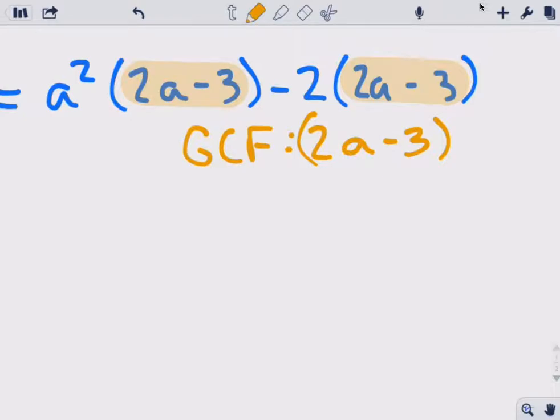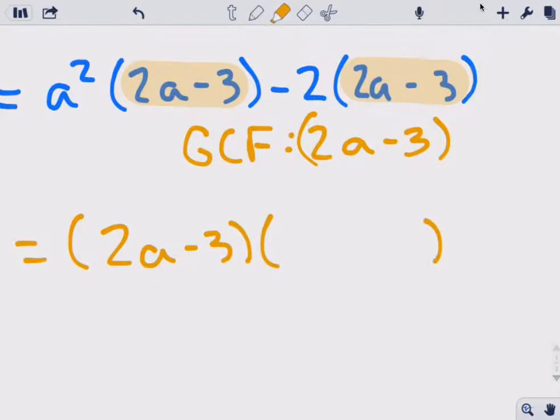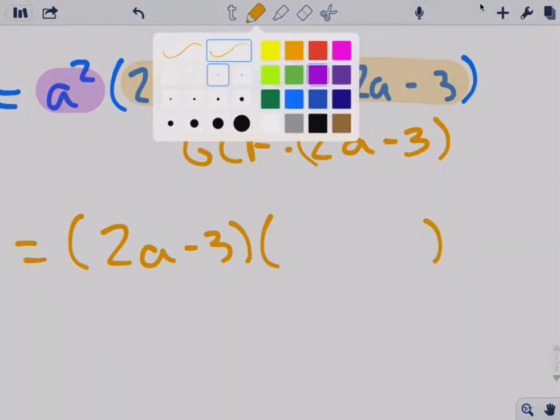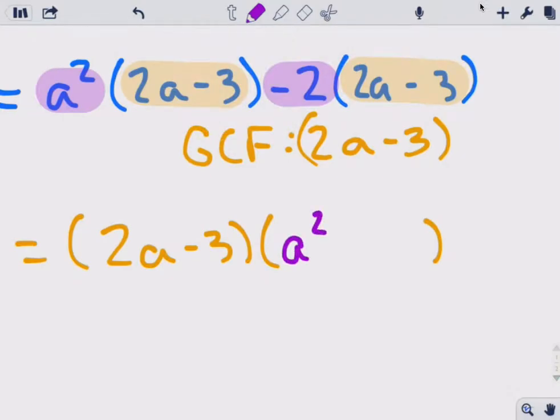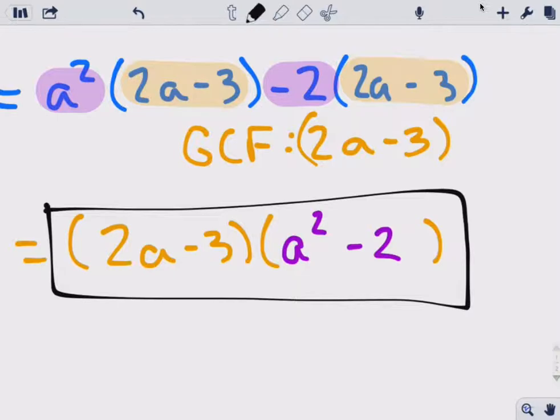So what I do is I can come down here and I can pull out the 2a minus 3. When I do that, I'm left with a couple of pieces. I'm left with the a squared and the negative 2. So I put the a squared minus 2 together. And that's it factored. That is your answer right here. That's factoring by grouping.